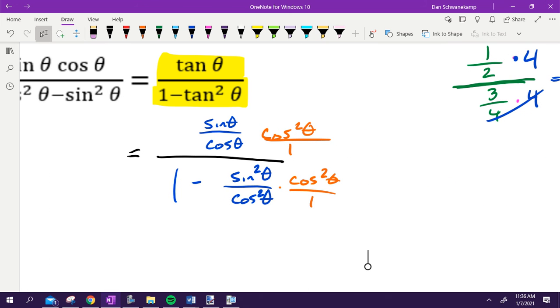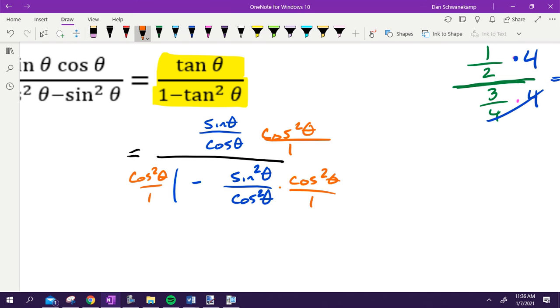But that's not right. What I've done right there is not correct. Anybody got an idea what's wrong? Yeah, I got to multiply everything on the bottom by cosine squared. So I also got to multiply this by cosine squared.